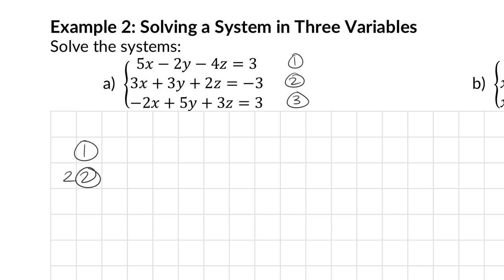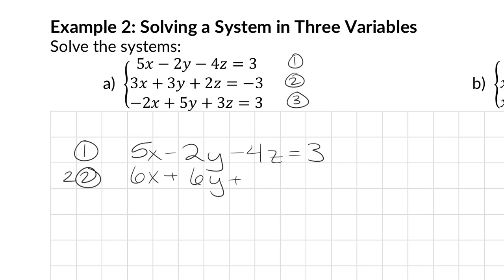So I show my work like this. I'm saying I'm taking equation 1 with no change, so 5x minus 2y minus 4z equal to 3. And I'm taking the second equation, but I'm going to multiply everything by the number 2. This becomes 6x plus 6y plus 4z equal to negative 6. Yes, you even multiply it times the number on the other side of the equal sign. Have I lost anybody? Why did I choose to multiply by 2 again?